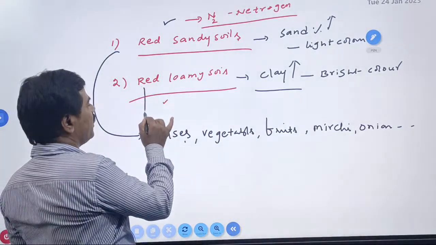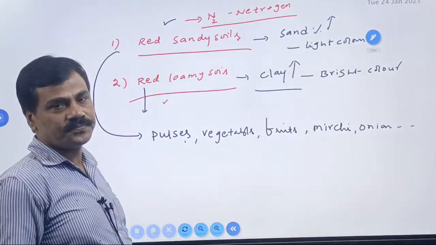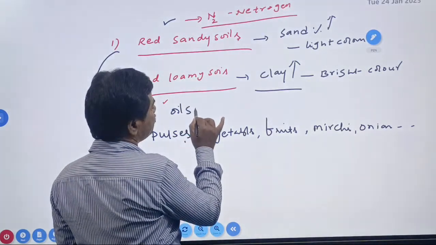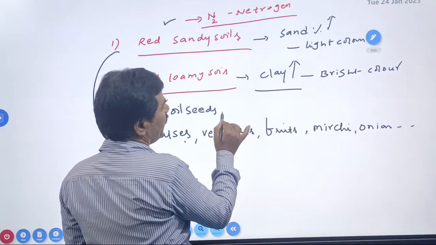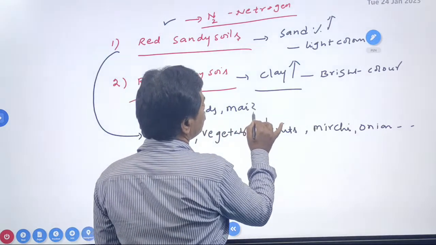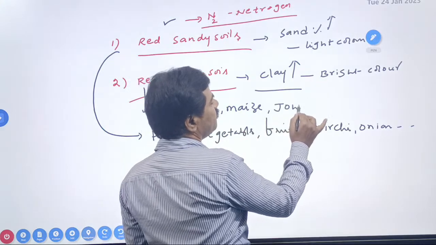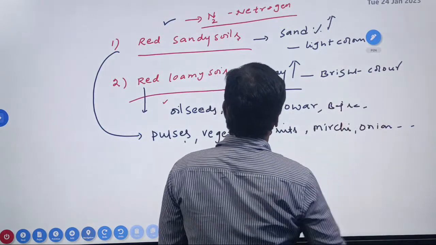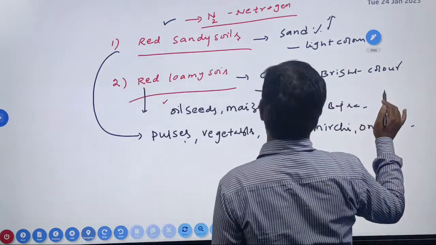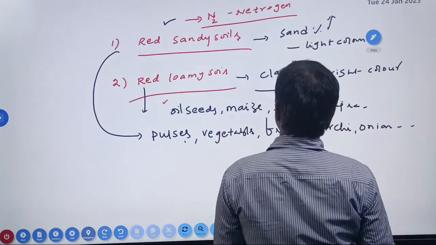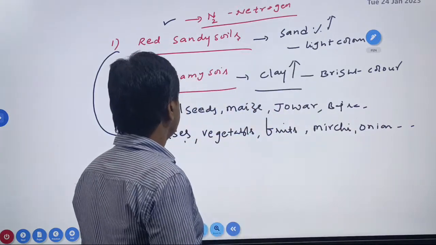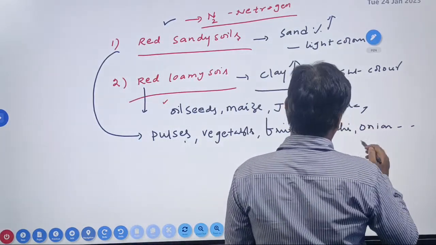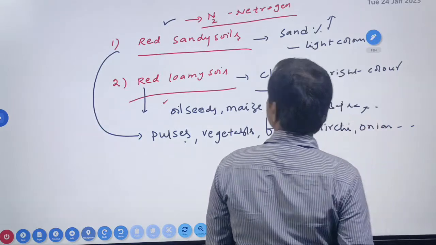Red loamy soil is suitable for oil seeds, maize, jowar, bajra, oil seeds, like this.